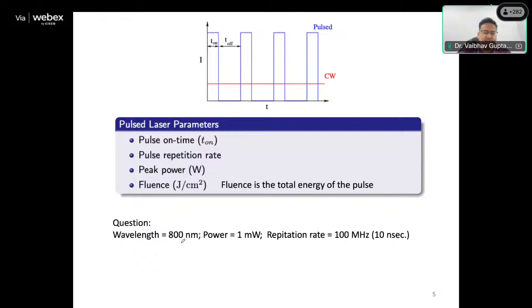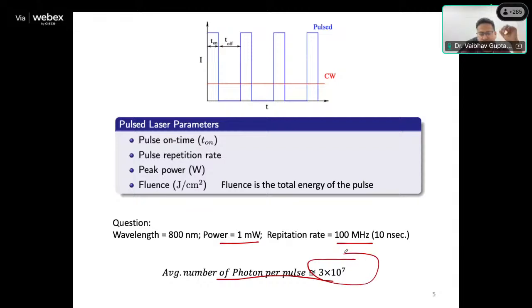So for example, we have a laser with 800 nanometer wavelength. Similar powers are there, so milliwatts power is there, and the repetition rate is 100 megahertz. What do I mean by 100 megahertz? Meaning every 10 nanoseconds, one pulse is coming and hitting your detector, right? So if you do that, then what is the average number of photons per pulse? So that will come out as 10 to the power 7. So that is the second way how you can reduce the number of photons.